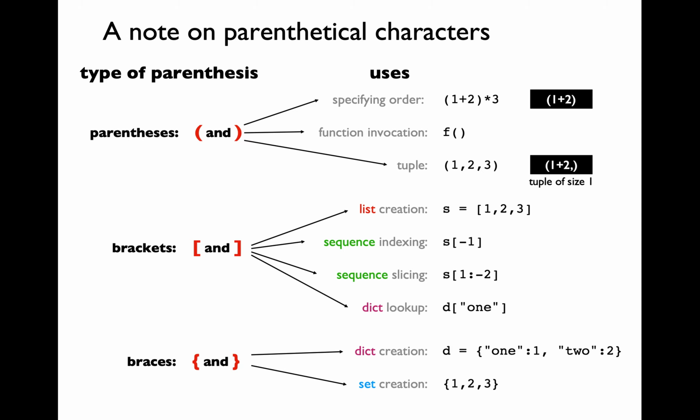Here is a tricky question. When you mention 1 plus 2 within parentheses, are you creating a tuple or are you mentioning that as order specification for that particular expression? Turns out that you're mentioning the order specification when you say open parenthesis 1 plus 2 close parenthesis. If you want to create a tuple of size 1, you'll have to mention that expression and add a trailing comma. That's how you can create a tuple of size 1.